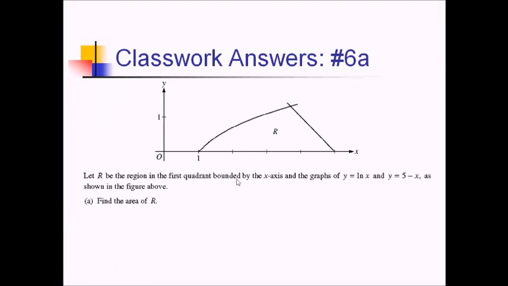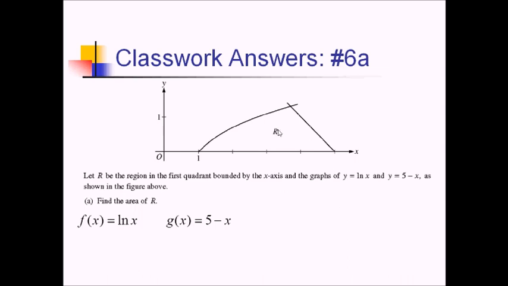For this free response problem, which is calculator based, we want this region R in the first quadrant bounded by the x-axis, and this is, let's see, ln of x and 5 minus x. We want to take this region and find the area for the first part of this problem. All right, so I'm going to start this whole thing by renaming these functions. I'm going to call ln of x f of x, and I'll call this 5 minus x g of x, just so I can quickly refer to them.